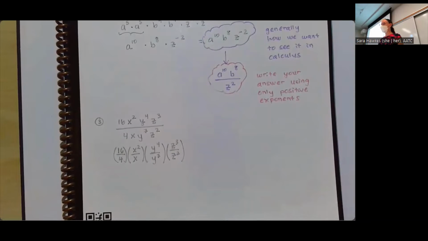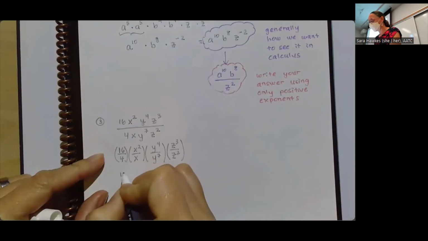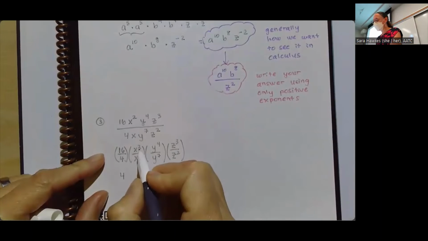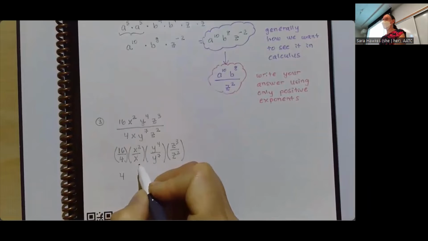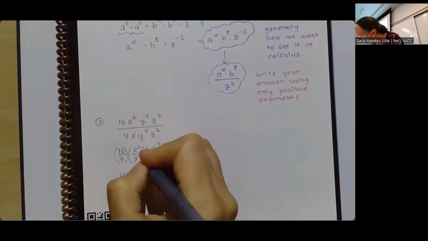Even from here, we've got options for where to go next. I'm going to pick something, and if you don't like it, I'll show you another way. But 16 divided by 4, I can simplify that to be 4. And x squared over x, what's the secret exponent on that x? 1.